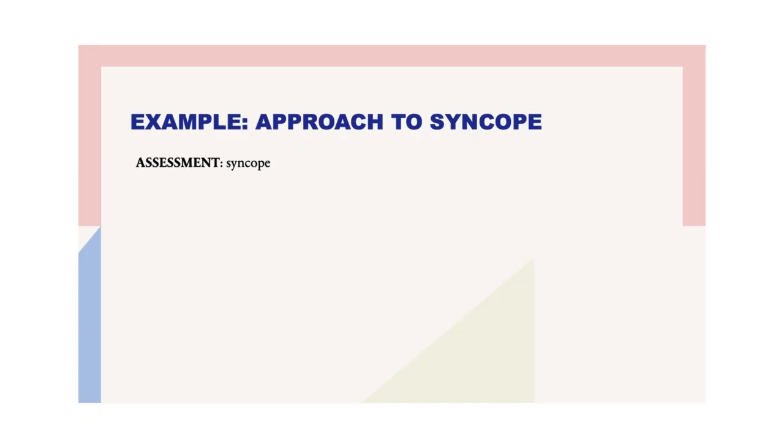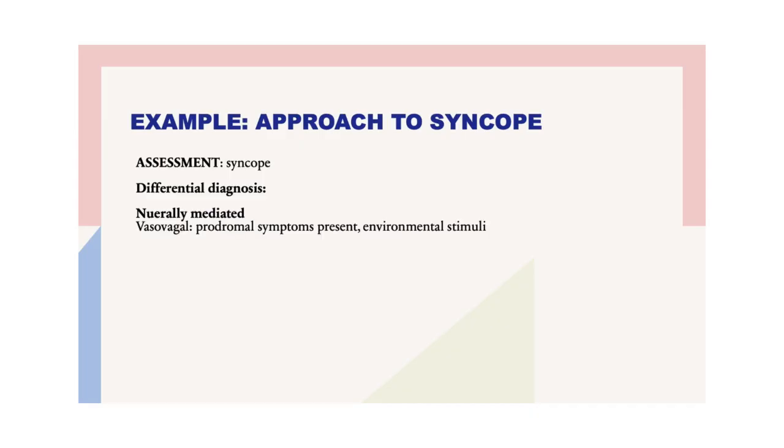Next, for our assessment, really we're documenting this is a syncopal episode, and here is my diagnostic approach and my differential. So things to consider with syncope. Was it neurally mediated? These are the buckets that I like to use to tailor my diagnostic approach. In other words, is this a typical vasovagal syncopal episode? Were there prodromal symptoms? Were there environmental stimuli that triggered it? Could it be carotid sinus syncope if it occurred during shaving or head turning?